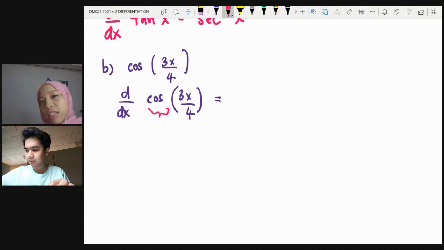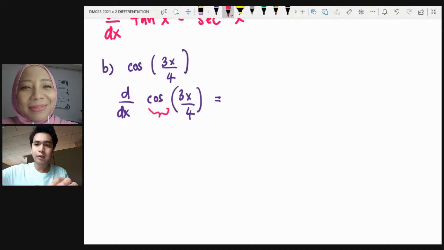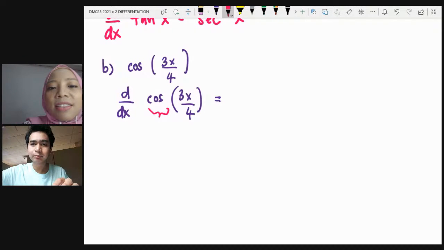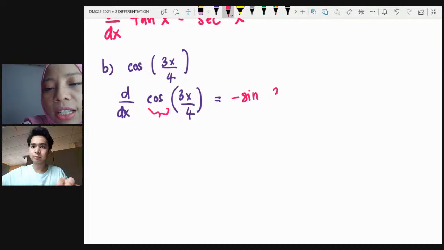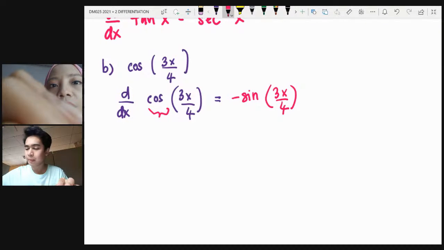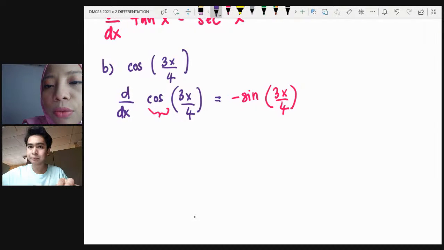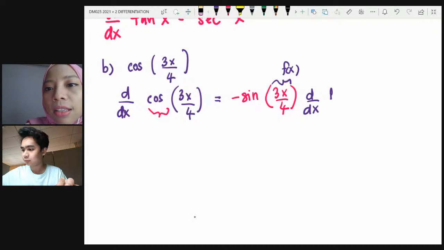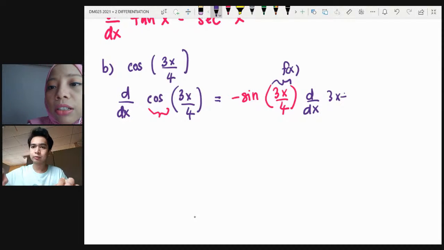Luqman, differentiate cos will give us? Negative sign. Yes, very good. Okay. Negative sign. So the function kita copy sahaja and then don't forget to find the derivative of this function f(x), which is 3x over 4.